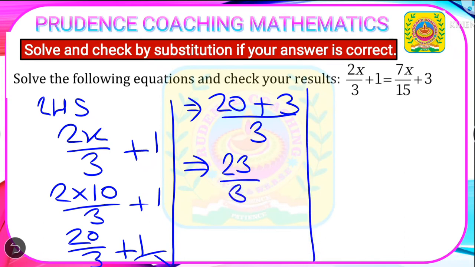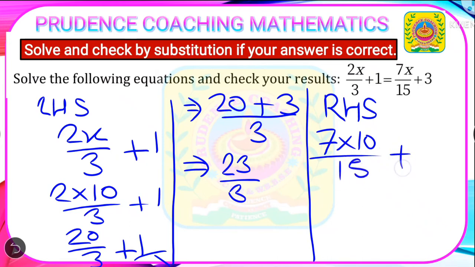Now we will start with the RHS. On the RHS, or right hand side, we have 7x, that is 7 into 10 by 15 plus 3. Now we will cancel 10: 5 2s are 10 and 5 3s are 15. So we are having 14 by 3.